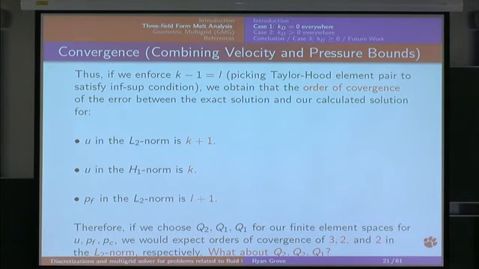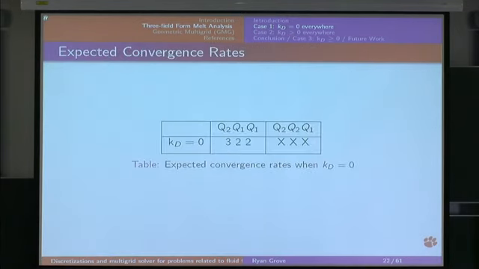And you might ask yourself, well, what if we picked Q2, Q2, Q1? Well, that does not satisfy our inf-sup condition, so we really don't know what to expect here. We don't know that it won't work, if that makes sense, but we really just don't know what we're going to get from it. So just in general, these are the expected convergence rates.